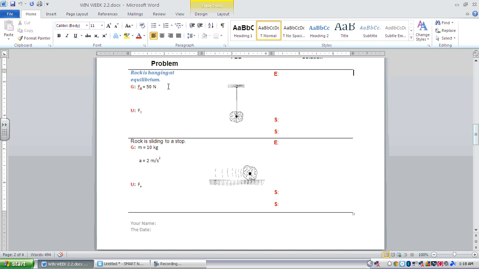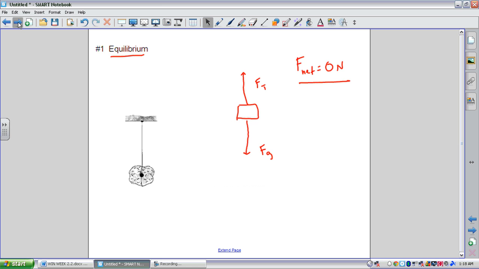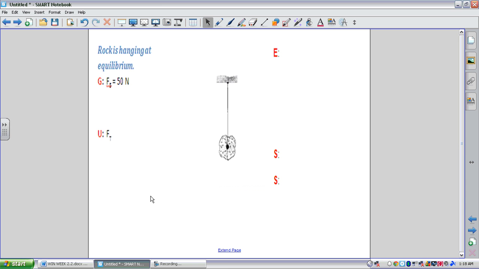But this is the second problem I wanted to go over, the rock hanging at equilibrium. And I wanted to go over it in terms of how you could use the things we just talked about to solve for something. So if we look at that example, it says that the rock is hanging at equilibrium, and they actually give you the force of gravity here. They say the force of gravity is 50 newtons. So if we're doing a free body diagram for this rock, you'd have a force of gravity going down of 50 newtons.